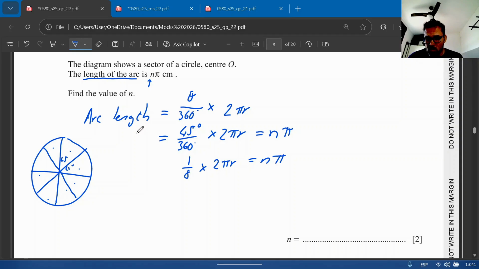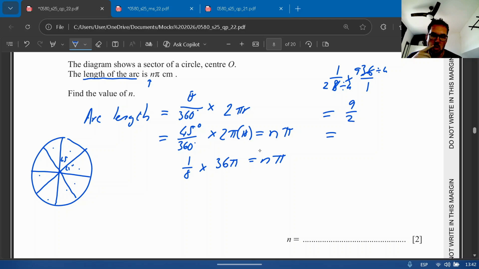Anyway, one thing I've left out, we've got the radius there. Well, we have it, that is 18. So we can substitute the R for 18. Then of course 2 times 18 will give us 36, so that will give us 36 pi. So what's 1/8 times 36? Let's put the 36 over 1. We can simplify this, we can divide both by 4. So that will give us 1 times 9 is 9 over 2, or 4.5. So 1/8 of 36 pi is 4.5 pi.